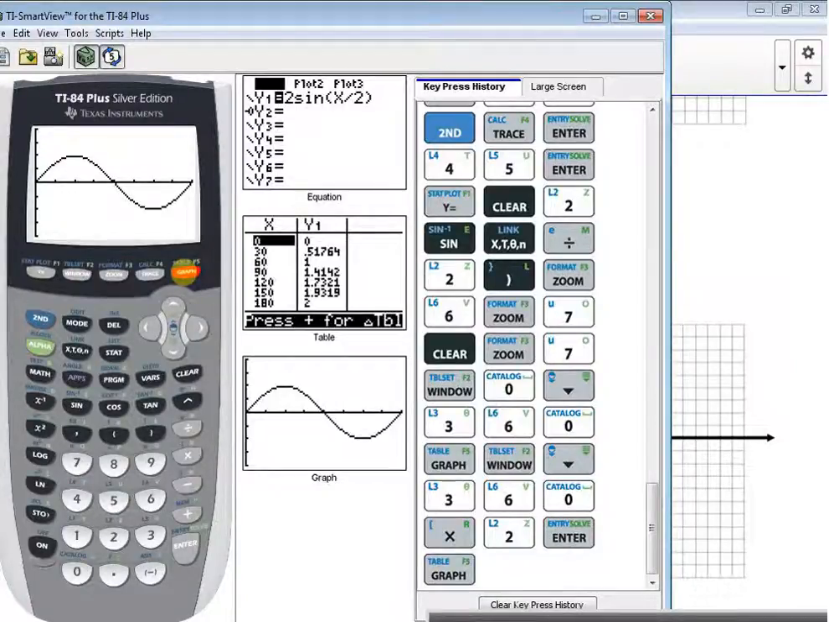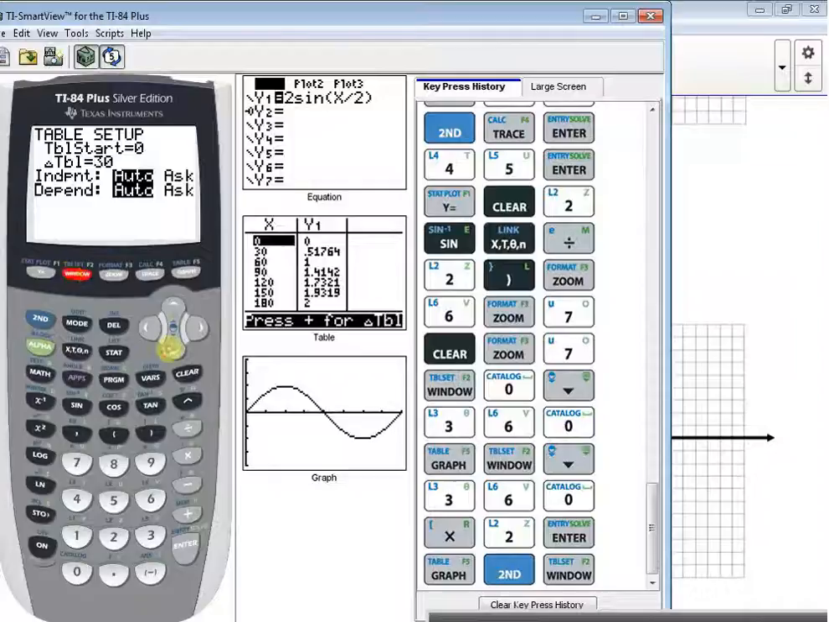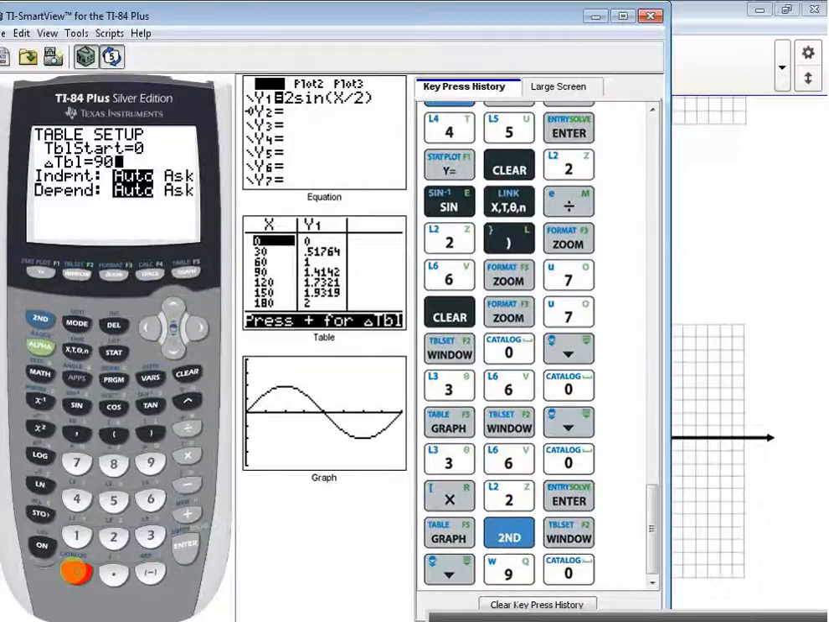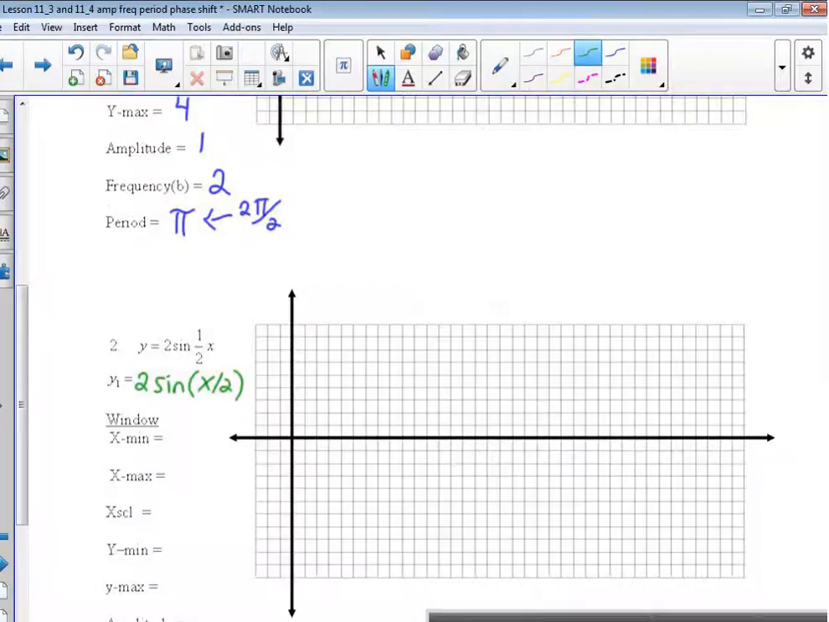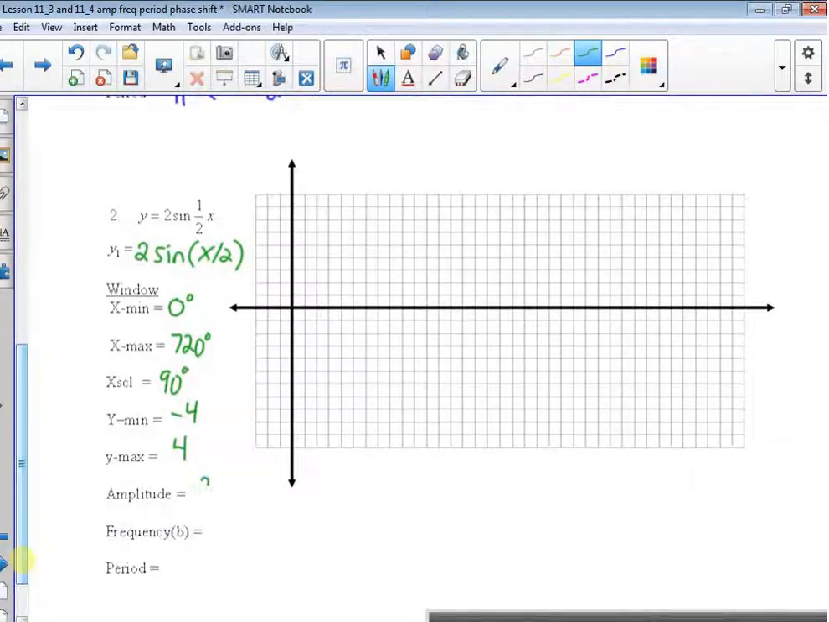So you can maybe go by 90s in the table if you really want to look at the table. I'm going to use just my skeleton points. So my x-min was 0, my x-max was 720, and my x-scale I kept at 90. This was at -4 and 4. My amplitude is 2, my frequency is 1/2, my period was 4 pi or 720, because that's how long it took me to get that one complete curve.